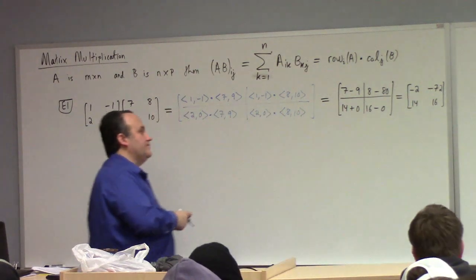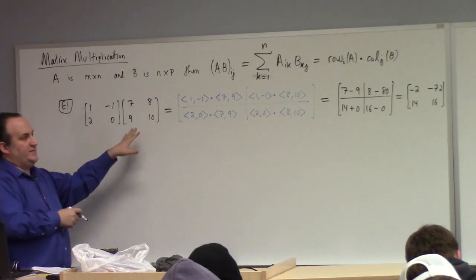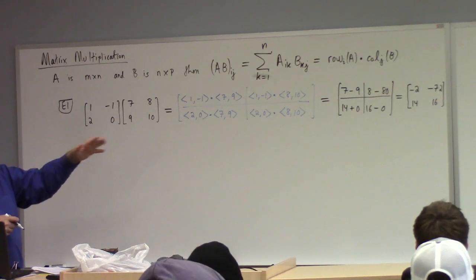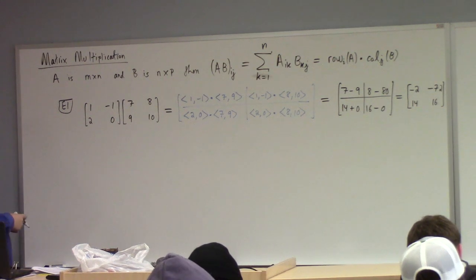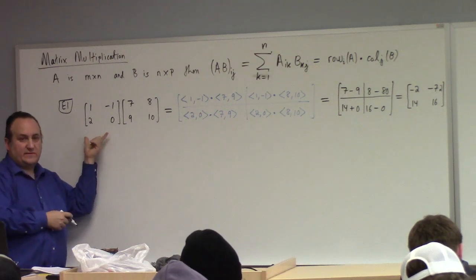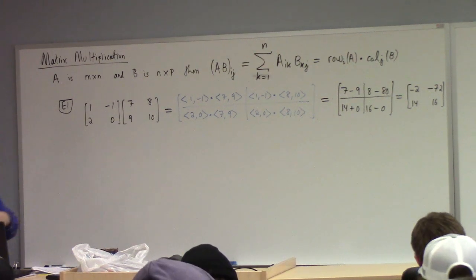So there you go. This 2 by 2 matrix times that 2 by 2 matrix gives me another 2 by 2 matrix, right? So this is an example of what's called a square matrix, right? A square matrix has the same number of rows and columns.